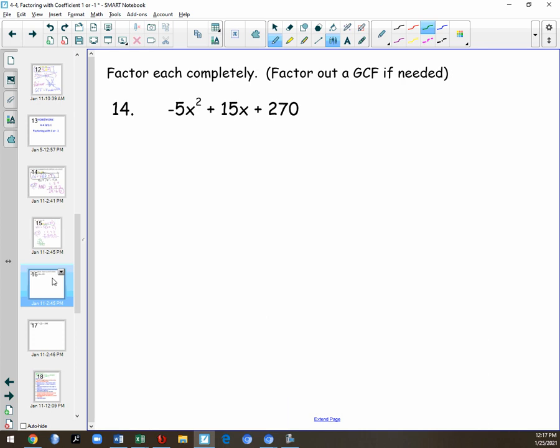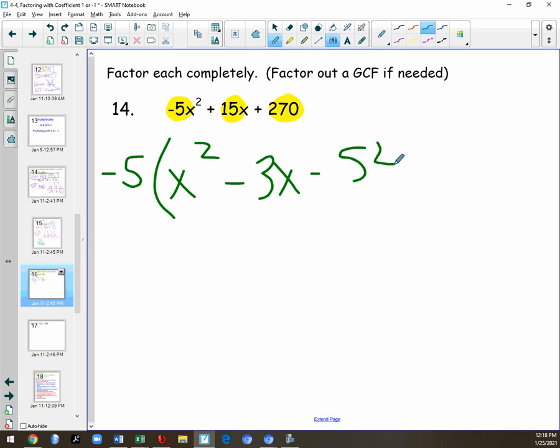Okay. Moving on to number 14. Looking at your leading coefficient, which is attached to the x squared term, that is a -5x squared. So we're now going to look at each of the coefficients of the other terms. And we're going to say, are all of them divisible by -5? The answer is yes, they are. So -5x squared divided by -5 is an x squared. 15 divided by 5 is going to be a -3x. 270 divided by 5 is going to give you, I like to make sure that I'm right because there's nothing worse than having the wrong thing. It's going to be a -54.